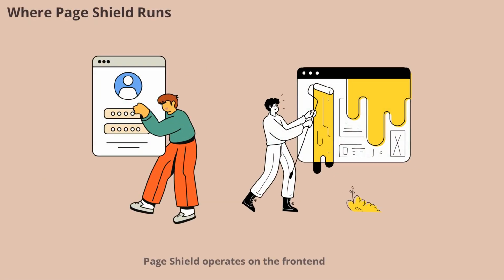Page Shield operates on the front end, monitoring scripts as they execute in the browser. This real-time analysis helps catch threats before they can harm your users. By keeping a close watch on script activity, Cloudflare ensures your website remains safe and trustworthy.